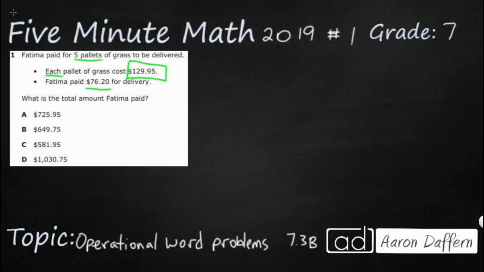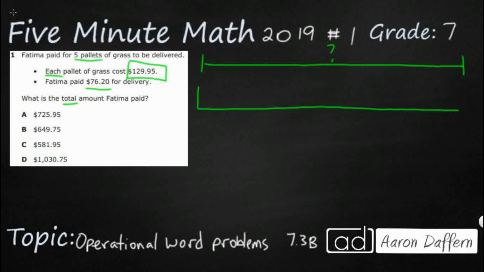So let's just draw a strip diagram to see what is going on. We're looking for the total. So that's our total. And it looks like we're going to have 6 different chunks here. I'm just going to go ahead and draw them proportionally, even though I know they're not. That's just visually kind of the easiest way for me to do it.